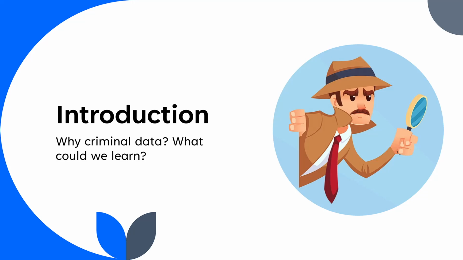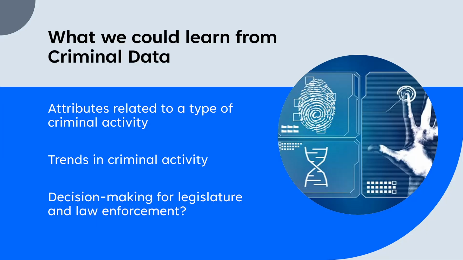So why did I choose this data? What can we learn from datasets on criminal activity? Well, I figured that it would be worthwhile studying how different recorded attributes are related to different types of criminal activities. Things like demographic backgrounds of either the victim or the perpetrator, the location of the crime, the time in which the crime occurred, etc.